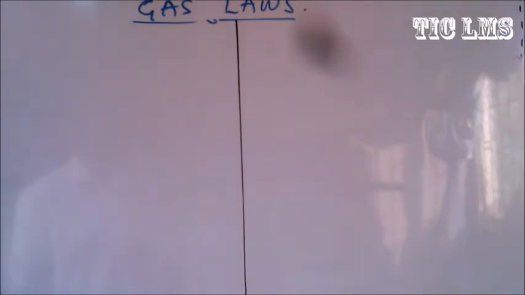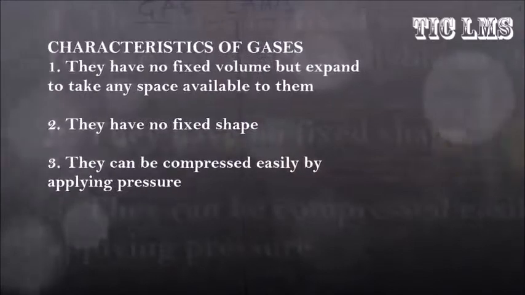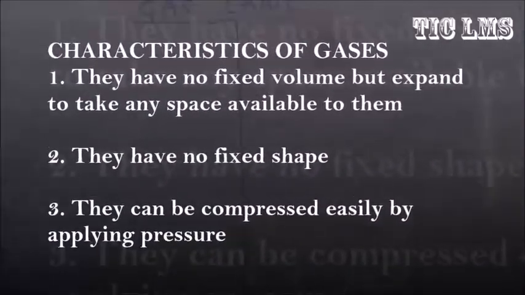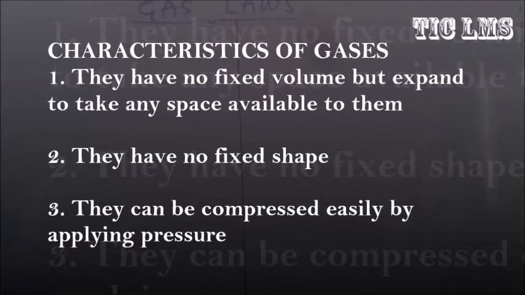Gases are known to take the shape of the container in which they are found, and because of that, we have certain characteristics of gases. Number one, they do not have a fixed volume but expand to take any space available to them. Number two, they have no fixed shape. Three, they can be compressed easily by applying pressure, and this is due to the large space between the molecules.